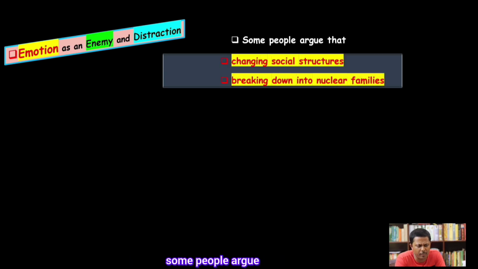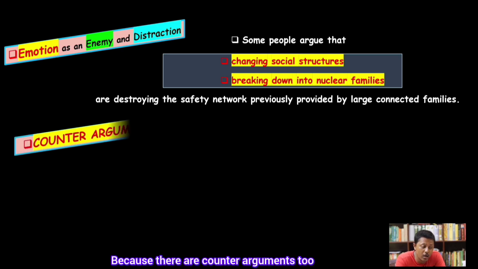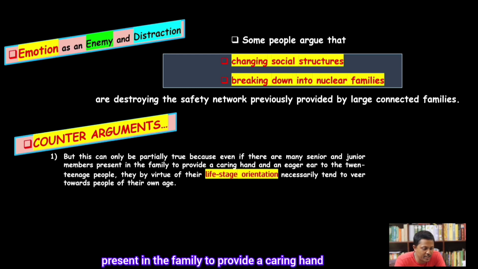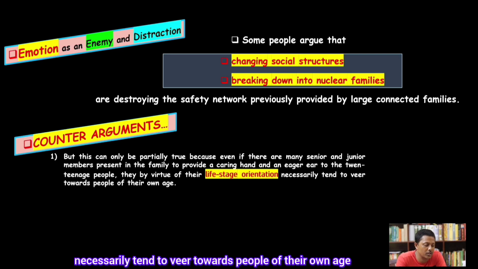In the same formula, emotion as an enemy and distraction, some people argue that changing social structures, or breaking down into nuclear families, destroys the safety network previously provided by large connected families. Maybe this is correct, maybe this is not, because there are counter arguments too. And what are these? This can only be partially true, because even if there are many senior and junior members present in the family to provide a caring hand and an eager ear to the teenage people, they, by virtue of their life stage orientation, necessarily tend to veer towards people of their own age.